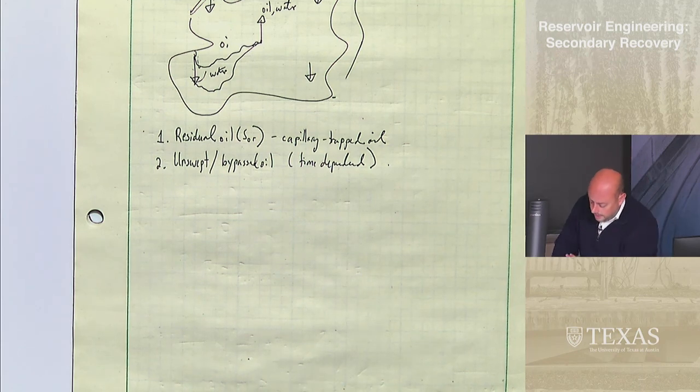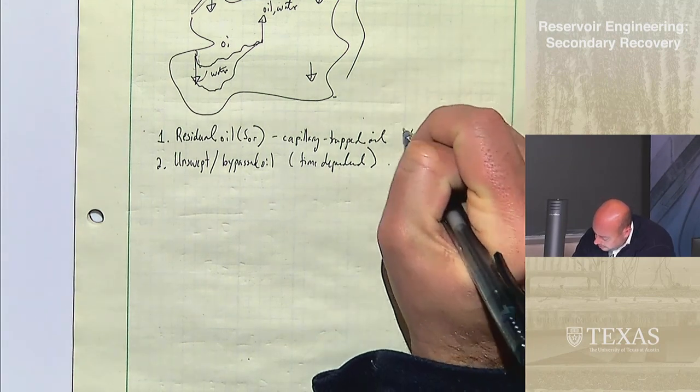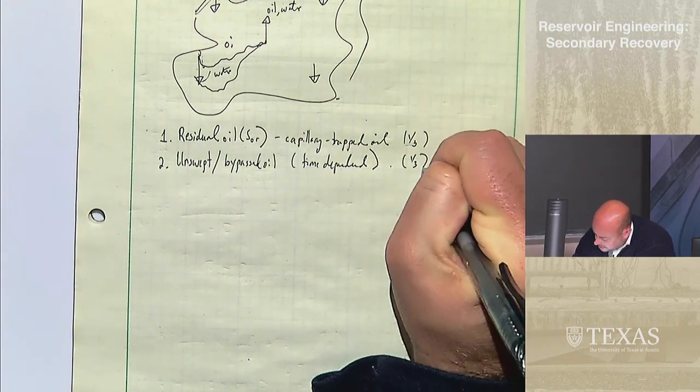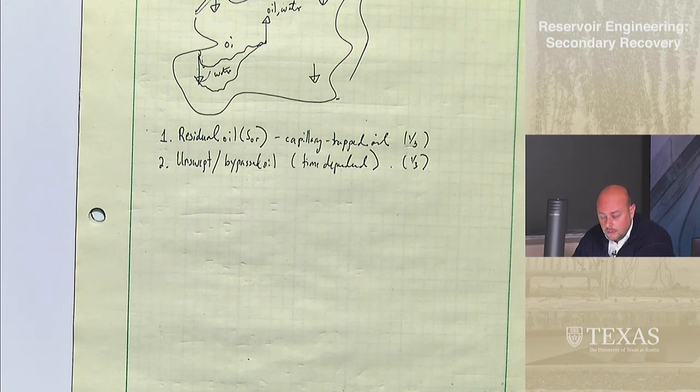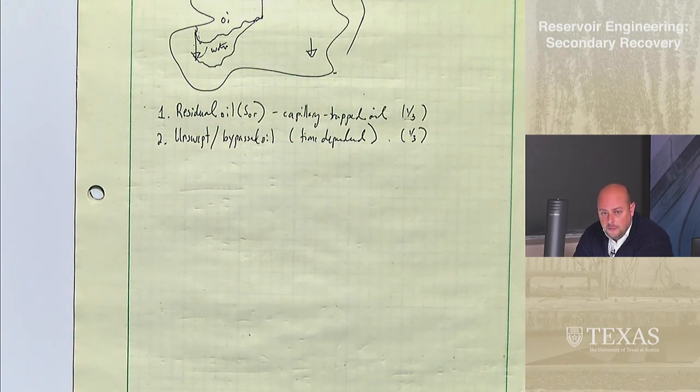And so again, as a general rule, maybe you produce a third, maybe a third of it is residual oil, maybe a third is unswept oil. To get the unswept oil, we might have to be clever about our well placements and evaluate our mobility ratios. For residual oil, it's going to be trapped there forever unless we use something like surfactants.